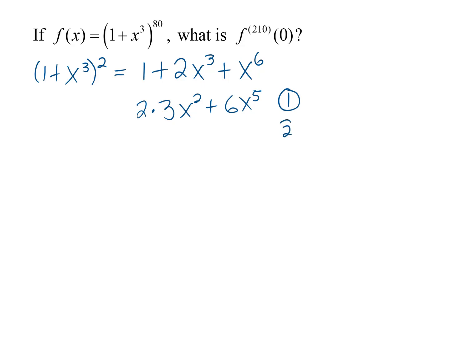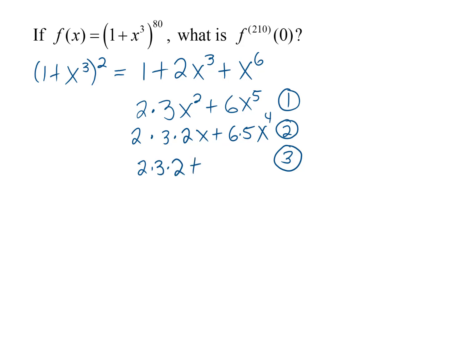So let's take a second derivative. We'll do the power out in front. So we have 2 times 3 times 2, and that's going to be x, plus 6 times 5, and that's going to be x to the 4th. If we evaluated that at 0, that's also going to be 0. Let's take a third derivative, and that is going to be 2 times 3 times 2, a constant, plus this one will be 6 times 5 times 4, x to the 3rd.